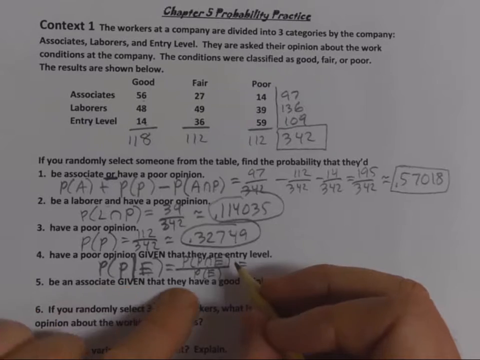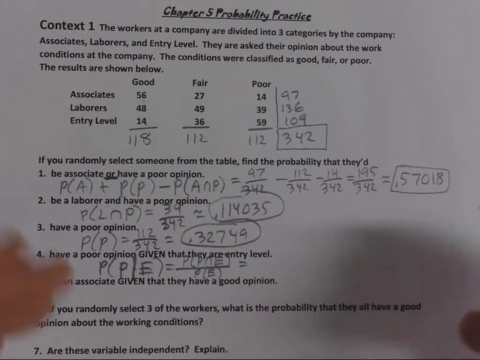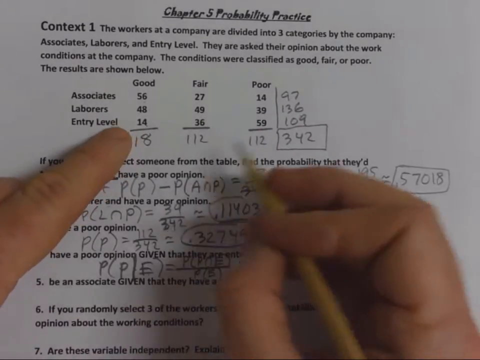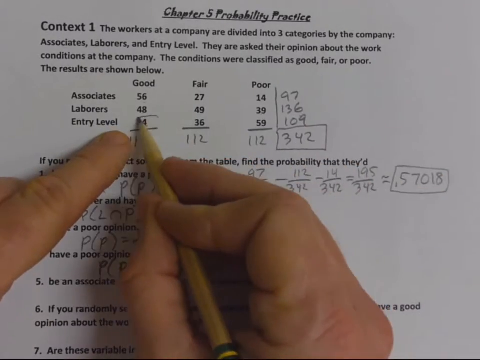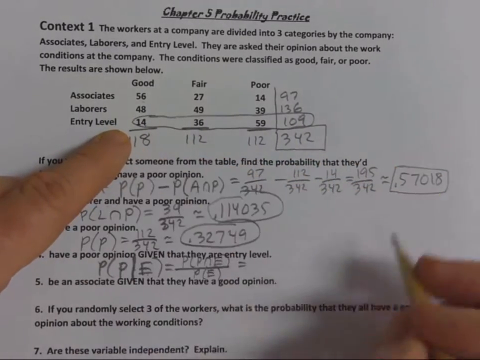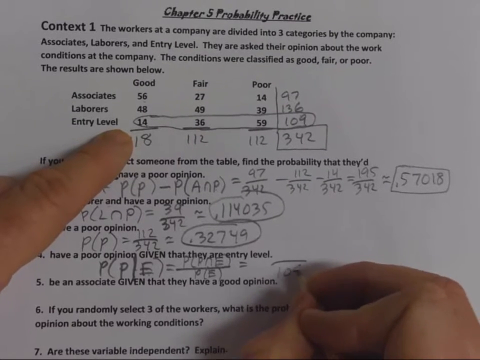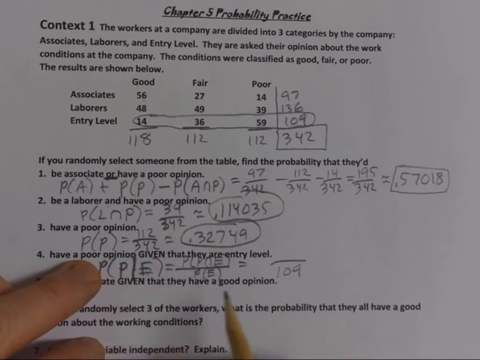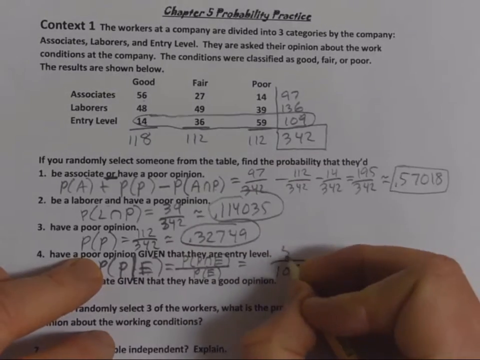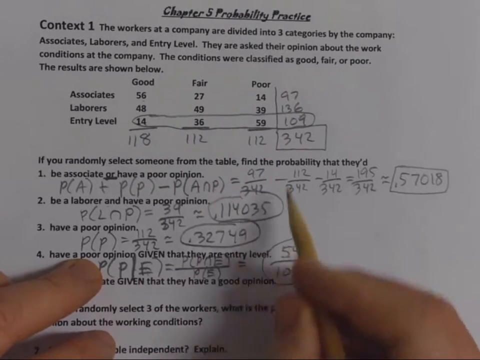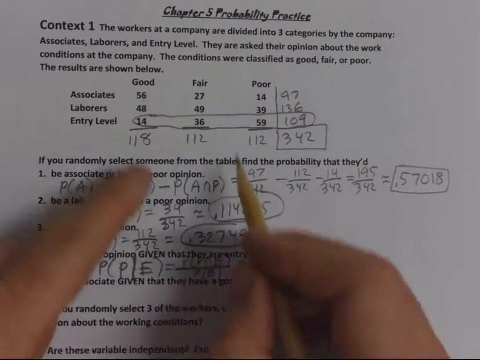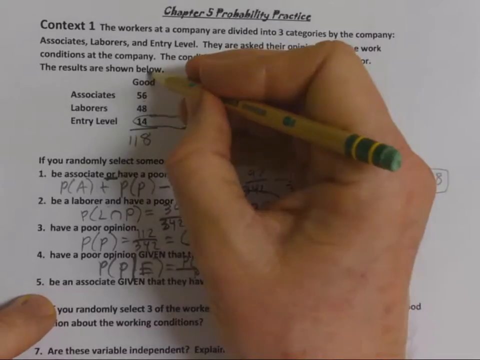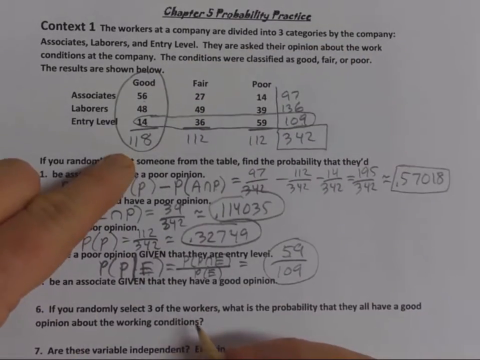And so what's P and E? Well, given entry level, in essence, given that it's one of these 109 people, what's the probability that they'll have a poor opinion? It'd just be 59 over that. In essence, you only look at what you're given. You're given that it's entry level, and so it'd be 59 over that. What's the probability to be an associate given good opinion? Well, you just look at the good opinions, and there's 118 of them.